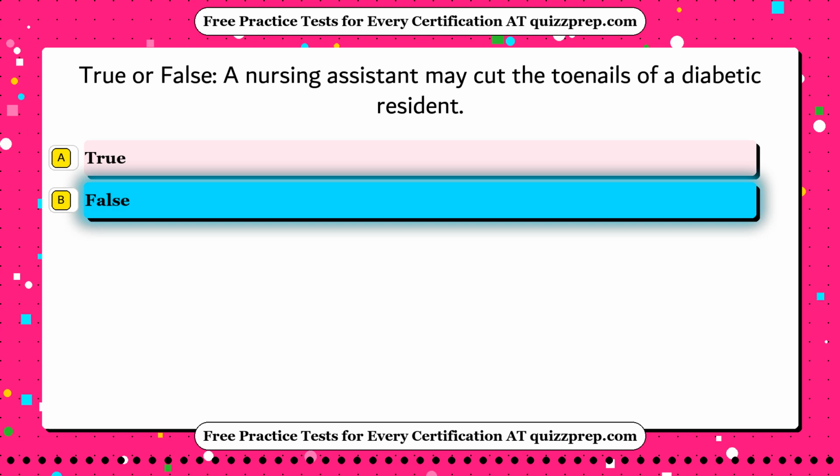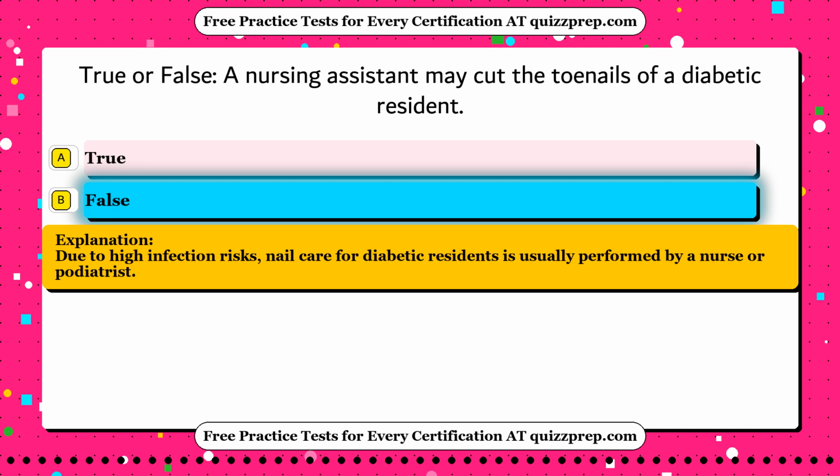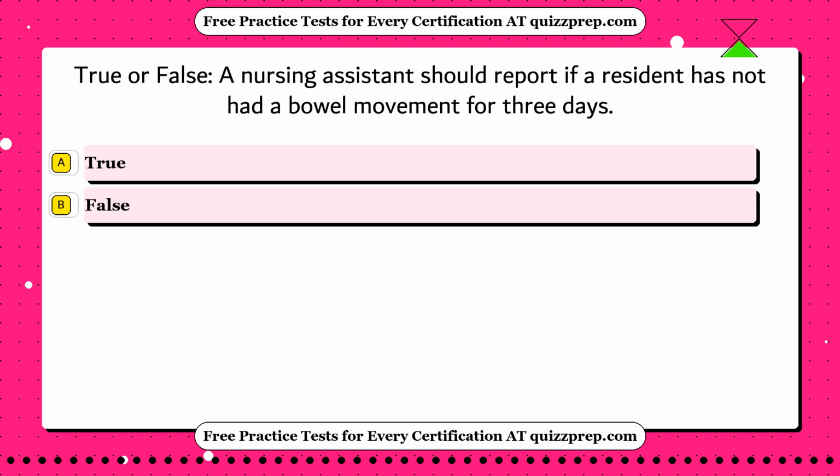The correct answer is option B, false. Due to high infection risks, nail care for diabetic residents is usually performed by a nurse or podiatrist. Question 72. True or false, a nursing assistant should report if a resident has not had a bowel movement for 3 days. Option A, true. Option B, false.